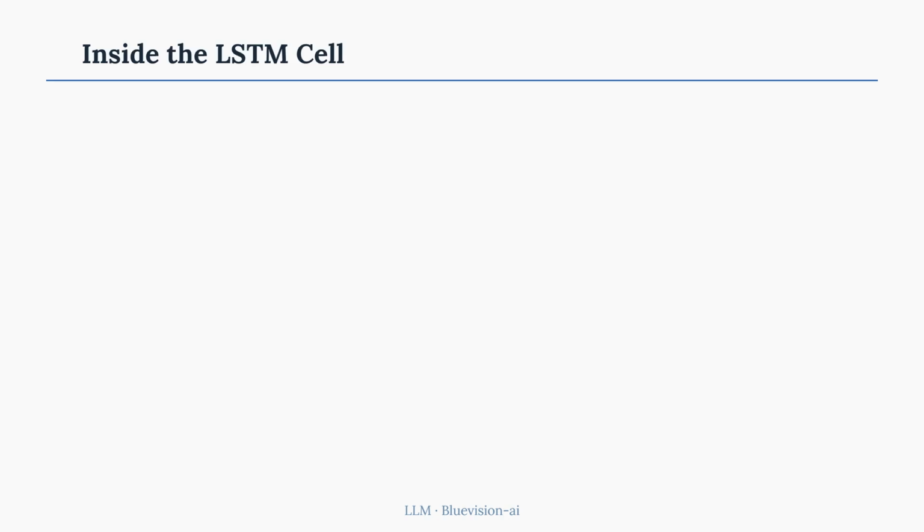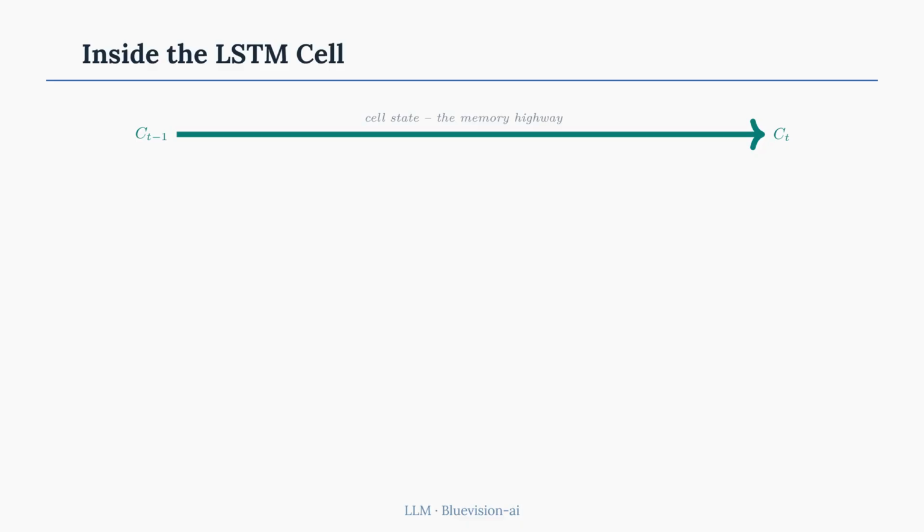Let's build the LSTM cell gate by gate. Step 1. The cell state highway. This is the key innovation. C_t-1 comes in from the left, and C_t goes out to the right, along a nearly unobstructed path. Information can travel along this highway with minimal transformation. The gradient flows backwards along the same path, almost undimmed.